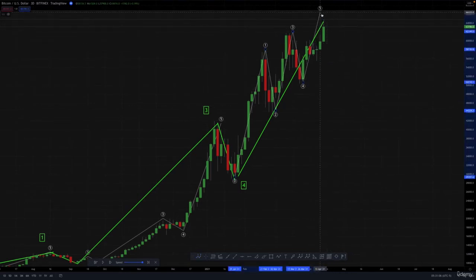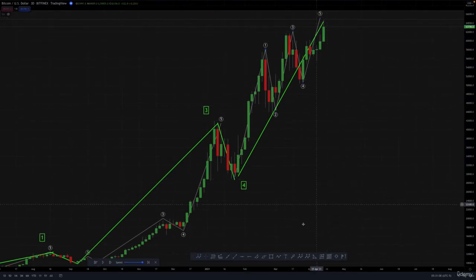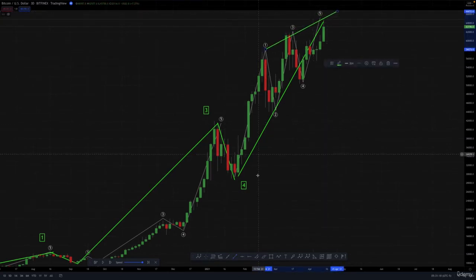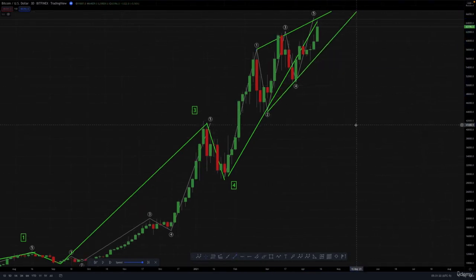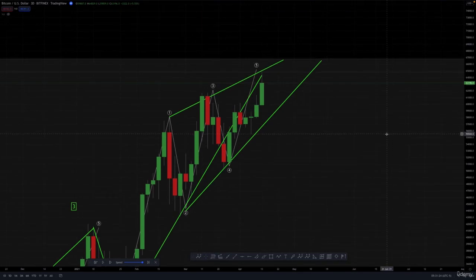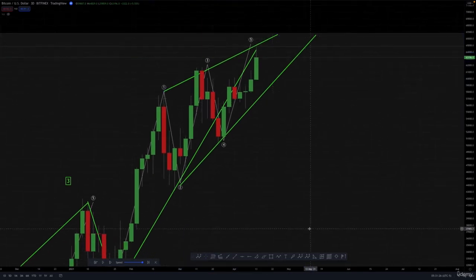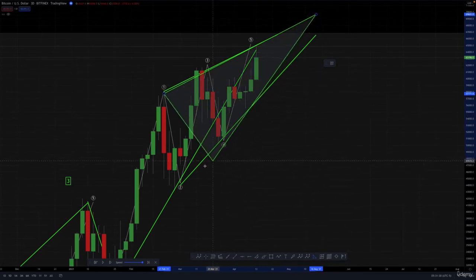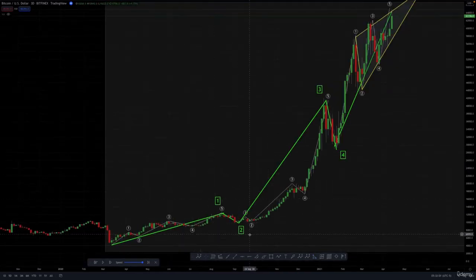Now what you see here is a rising wedge, right? Let me just draw it for you. If we combine the highs and lows, can you see the rising wedge? Let me just change the color, or in fact, let me just draw the wedge just to make sure that it's clear. This was wave 1, this was 2, this was 3, this was 4, and this was 5.